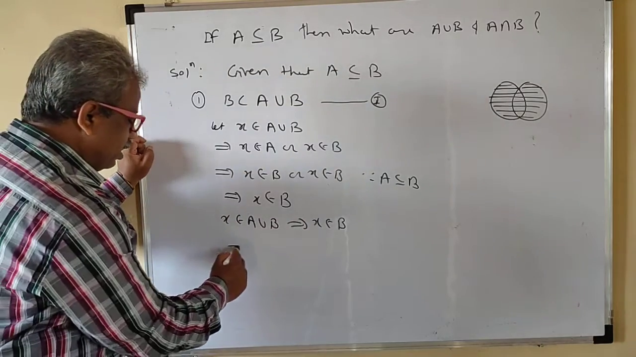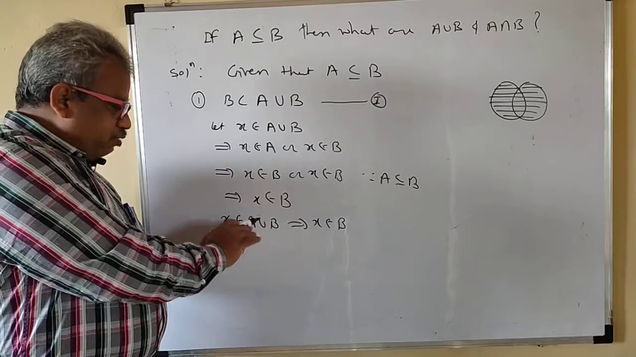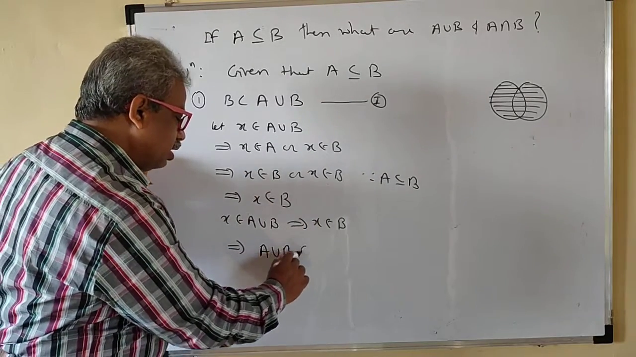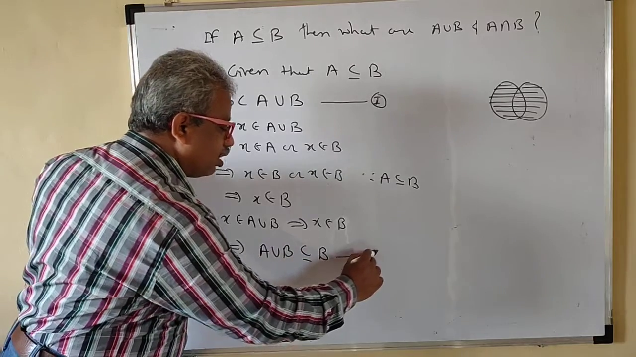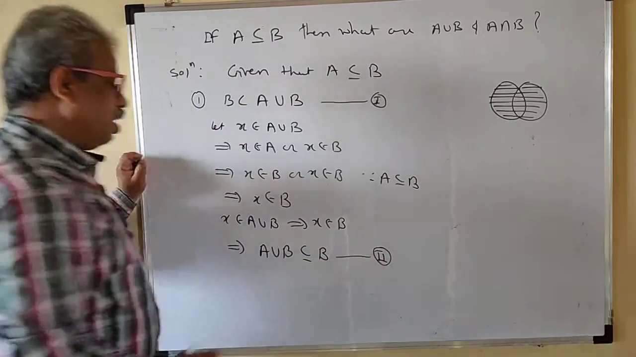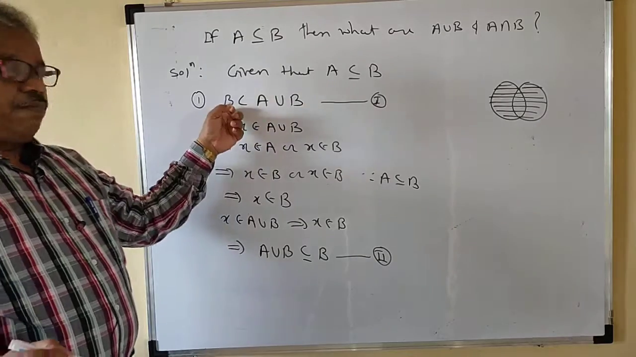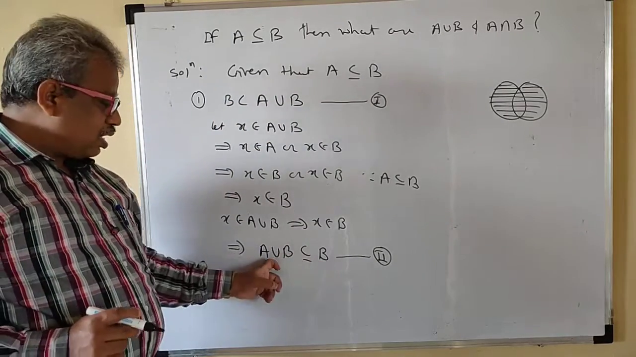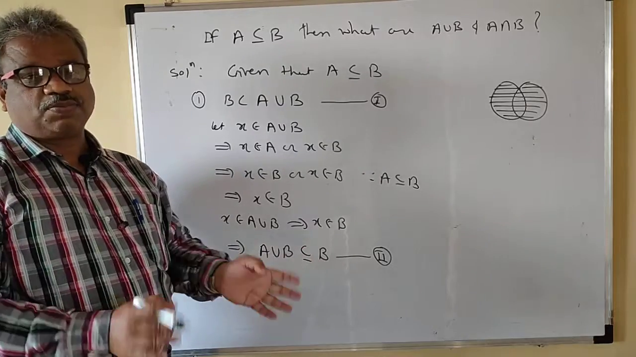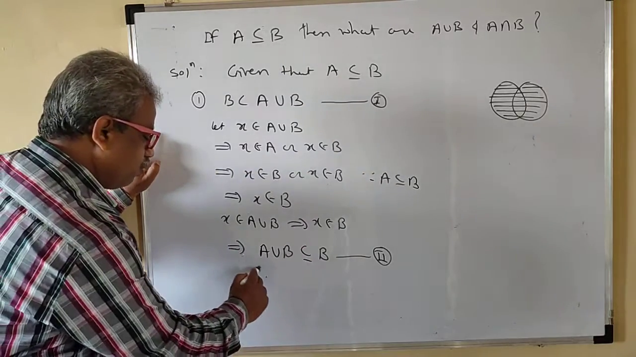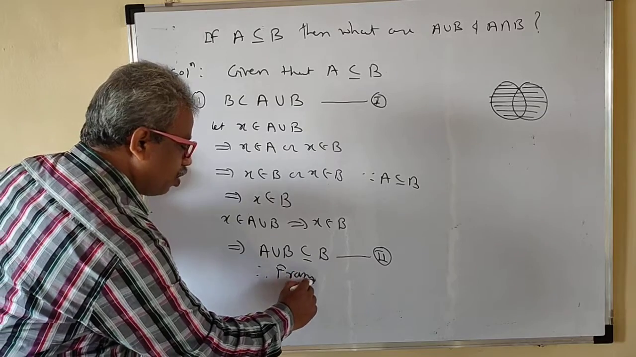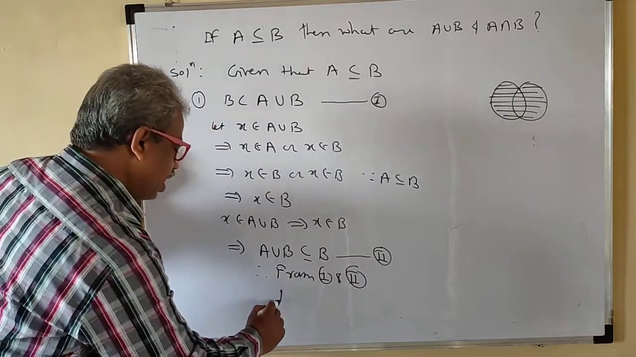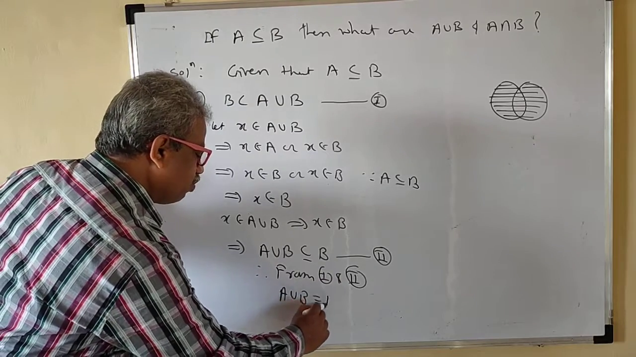So all the elements of A union B are in B. That means A union B is a subset of B. I will call this the second. Now see, your first is that B is always a subset of A union B, and your second is that A union B is a subset of B. That means A union B and B are subsets of each other. So from first and second, A union B is equal to B.